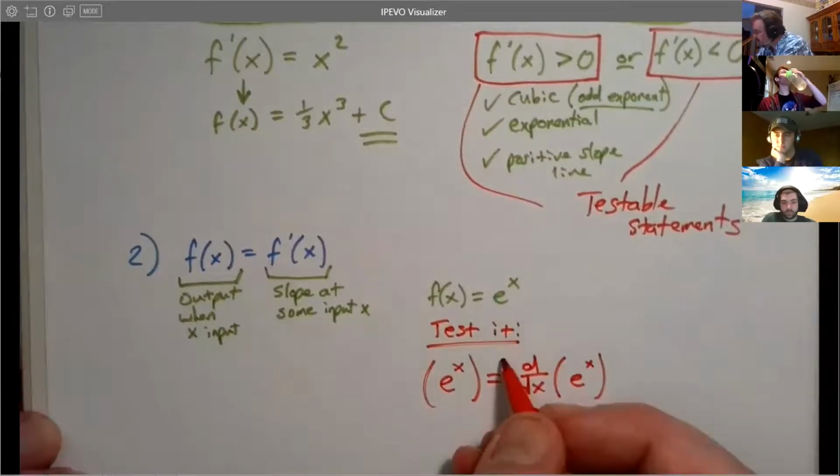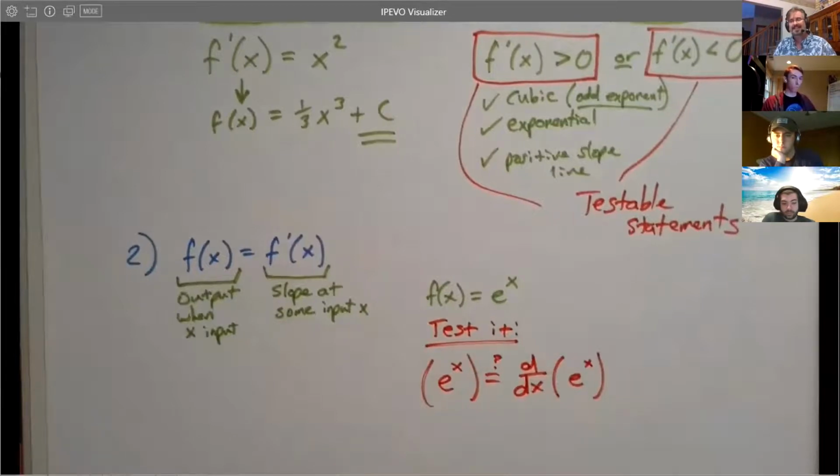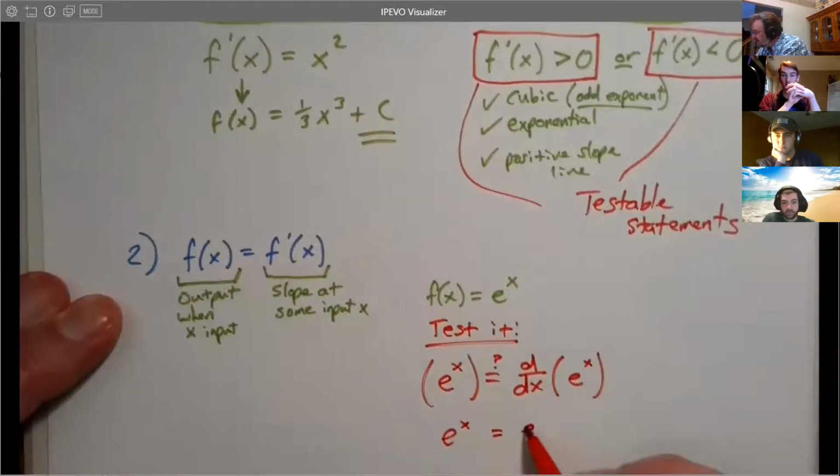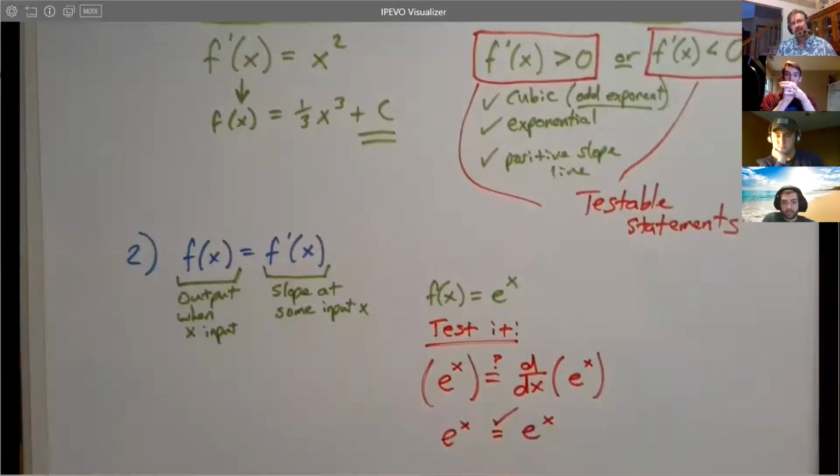So this is really a question that we're testing to see whether it's true or not. And sure enough, we have e to the x is exactly equal to e to the x. And so we wind up with a true statement. We've just proven it analytically. There's no way around it. That is definitely a true statement.